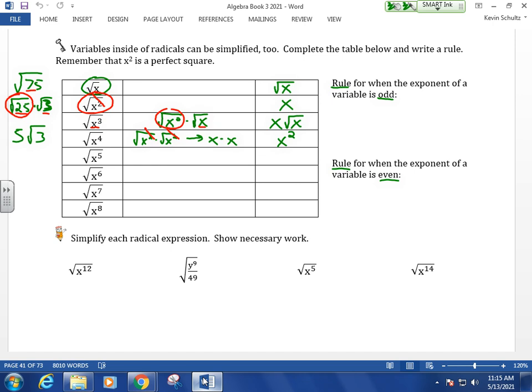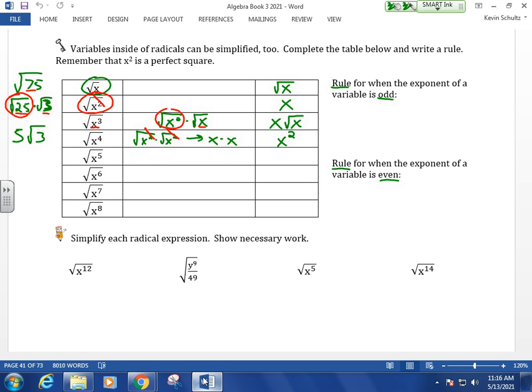Okay. Another way to think about it is if we look at what times itself equals x to the fourth, well, x squared times x squared equals x to the fourth. So the root of x to the fourth is going to be x squared. Okay. Let's jump down to the root of x to the sixth now. We'll come back to x to the fifth in just a little bit.